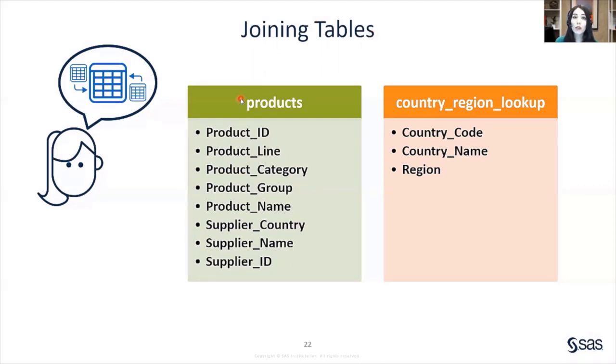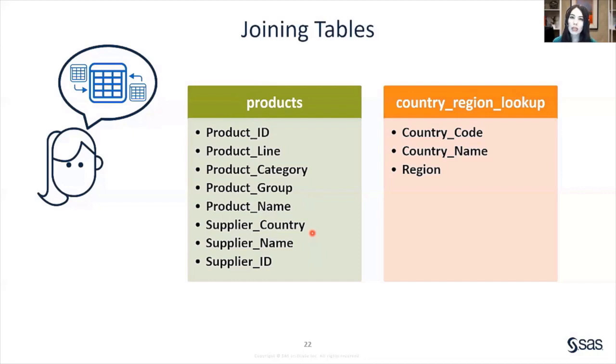We have this table called Products, and it contains information about Orion Star's products. It includes things like the product ID, the product category, and also the product name. In addition, it contains some information about the supplier of the product, like the supplier country, name, and ID. Now, the supplier country column contains country code, so it's just a 2-letter country code.